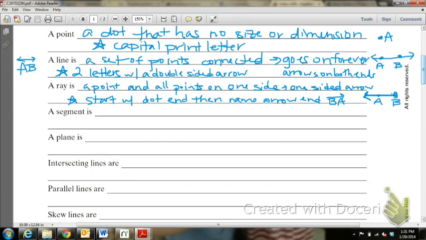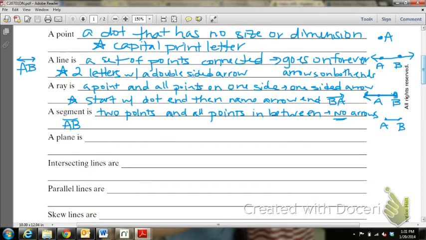A segment is 2 points and all points in between. So there are no arrows on a segment. So if I said A and B, it would just be connecting A to B. So to name it, I would call it A, B, and just put the line over it, no arrows.